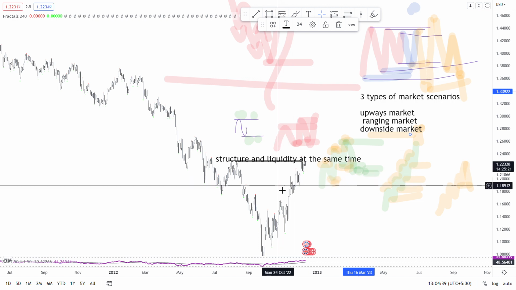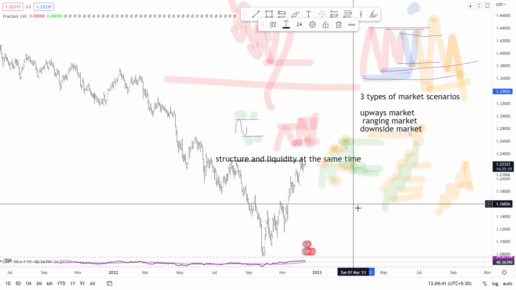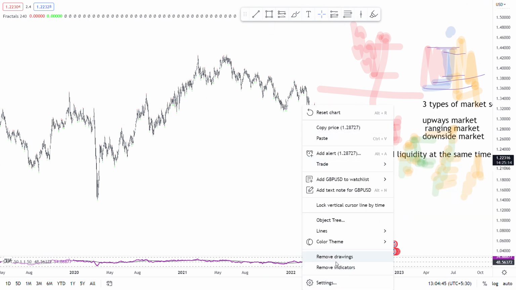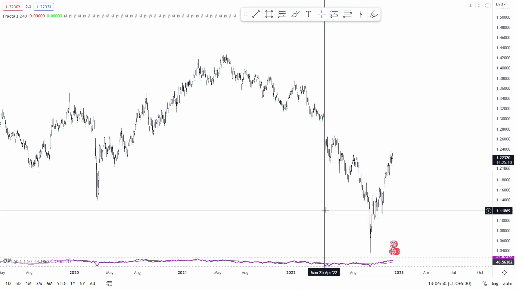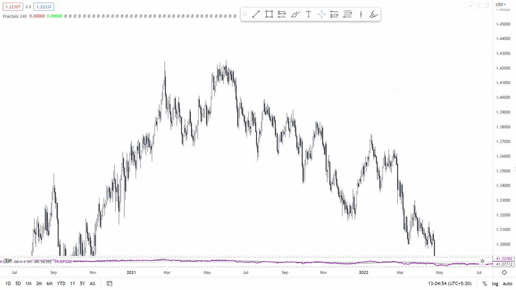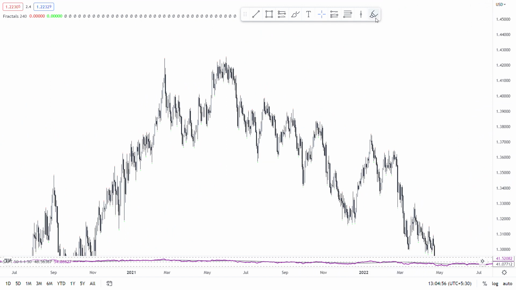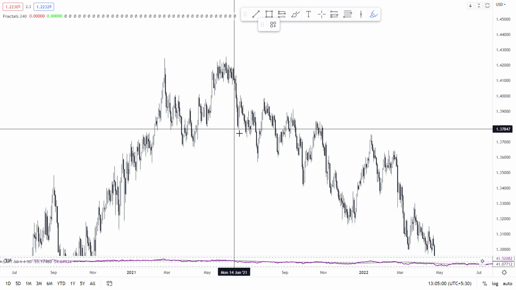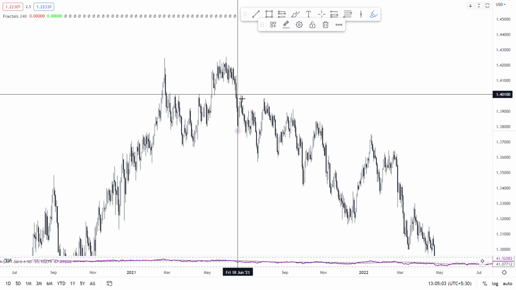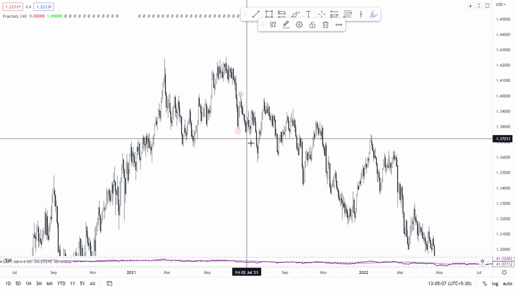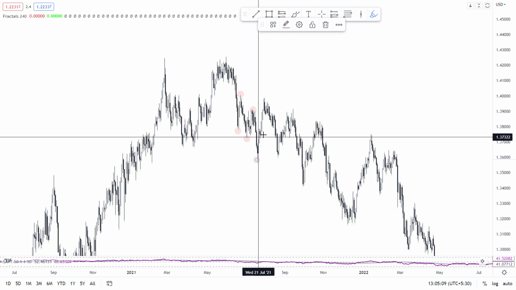So let's go into the real charts, and I will show you how we mark in the real charts. Okay, let me remove the drawings. Yeah, let me mark the structure here. See, lower low, lower high, lower low, lower high, lower low.